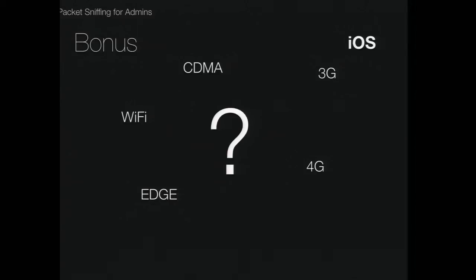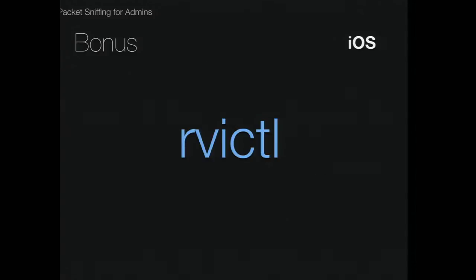But if the problem occurs only on the cellular network, when you are roaming, you should have a solution. And this is basically what rvictl is made for. It's a built-in command line tool installed with Xcode. Xcode is available for free on the App Store. And with this command line, you are able to create a monitoring port from your iOS device connected via USB to your Mac. So this is why I have my iPad here.